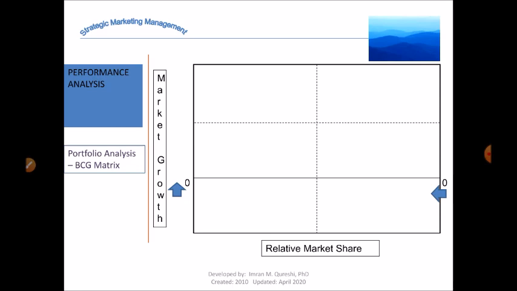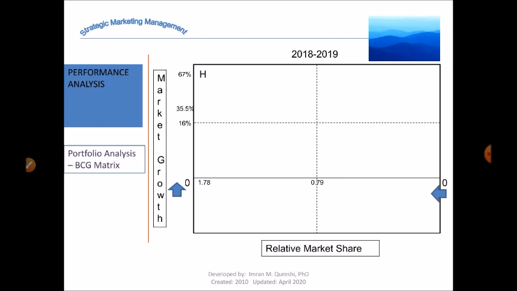Let's start with 2018 and 2019. The overall market growth has now come down, and it is 16%. The average relative market share is 0.79. First of all, Huawei has 67% market growth, and their relative market share is 1.78. So this is where Huawei is going to be placed.